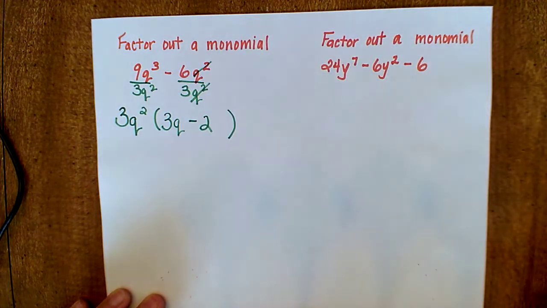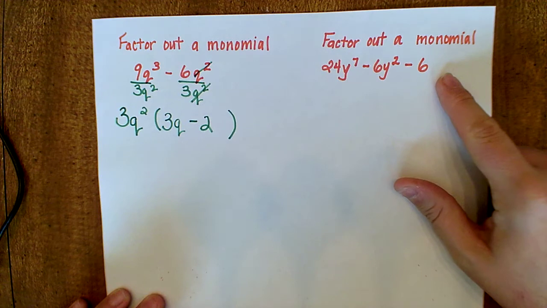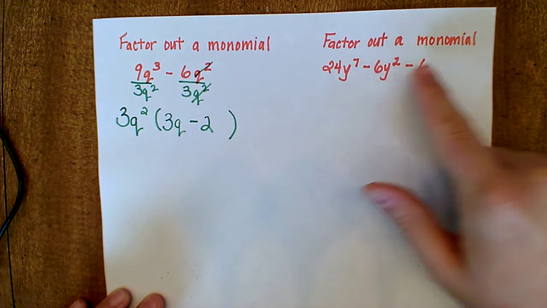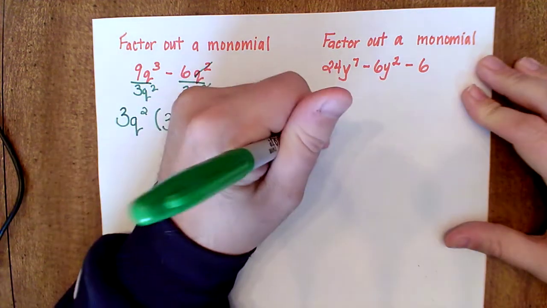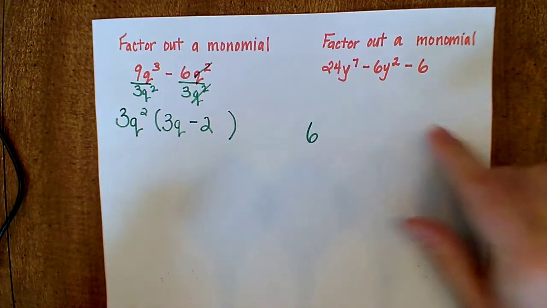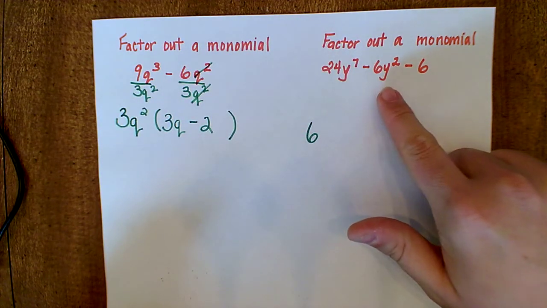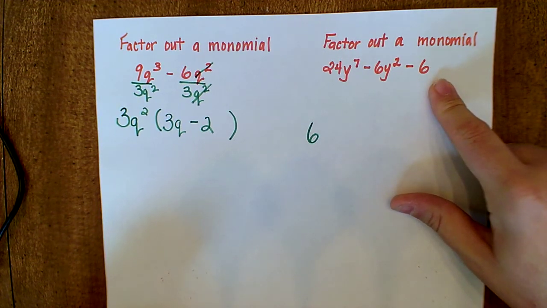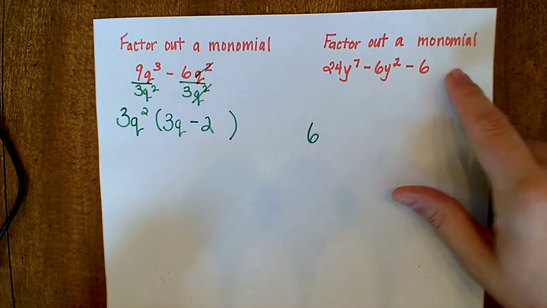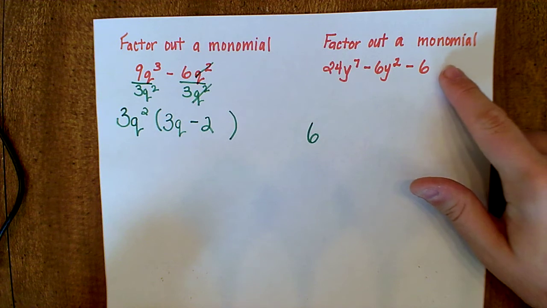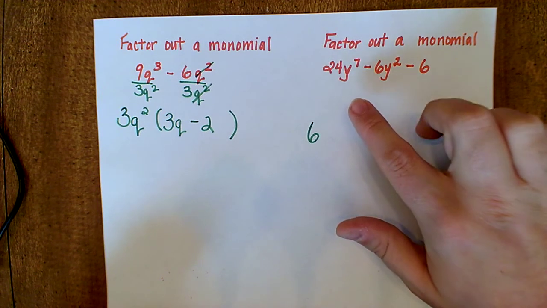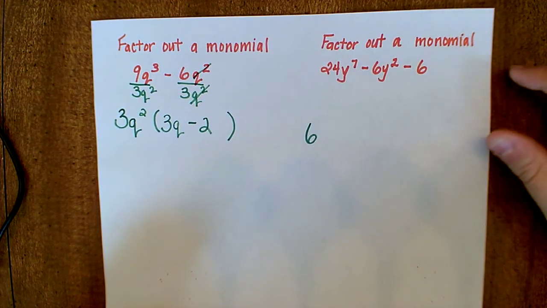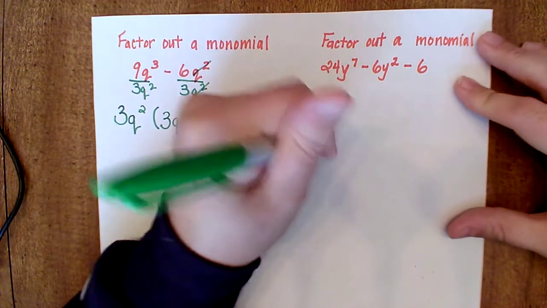All right, now this one has 3 terms, but it's the same steps. What's the biggest number that goes into 24, 6, and 6? Well, 6 goes into all of them. We have 24y to the 7th, 6, and 6. This one doesn't have a y, so we can't take out a y because it wouldn't go into this one. If you're going to take out a variable, that variable has to be in all of them. And since it's not, we can only take out a 6.